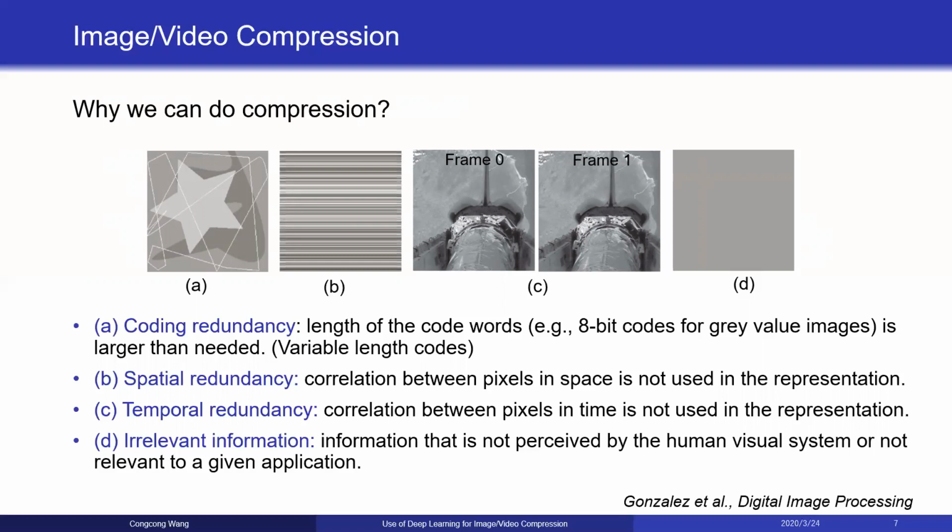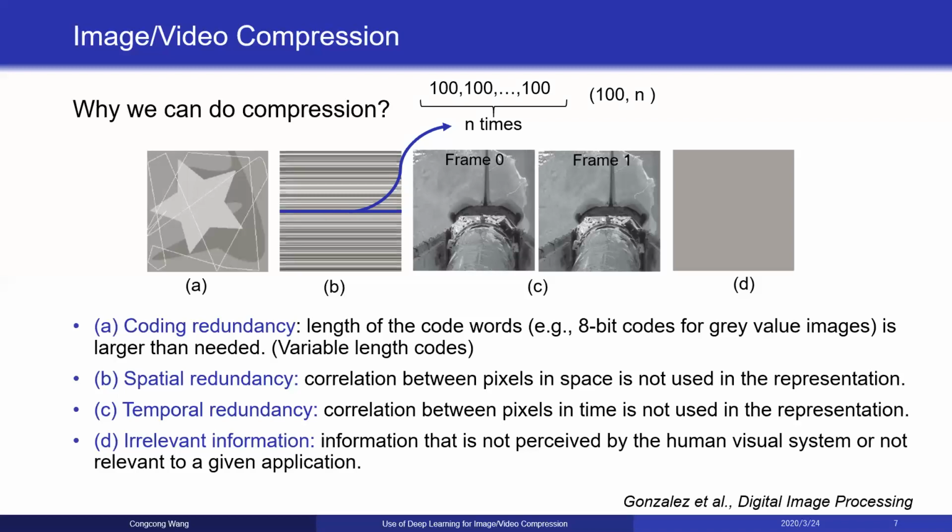And it can be dealt with by entropy coding. In figure B, if we look at a horizontal line, let's say the pixel values of this line are the same. Let's say the value is 100. So we can save it as 100 and 100 for n times. Or a better way, we can say that the value is 100 and it appears n times, which is an efficient way. This kind of redundancy is called spatial redundancy.